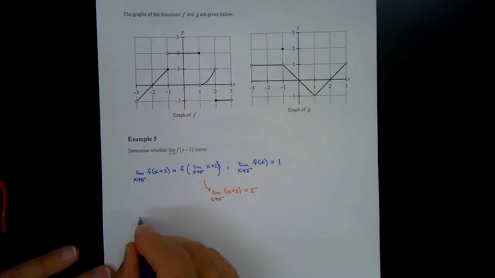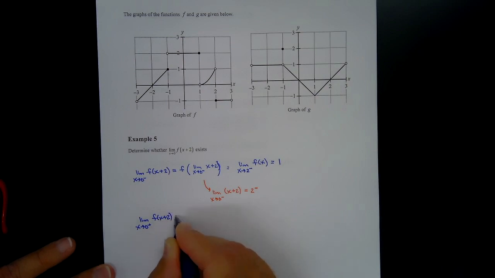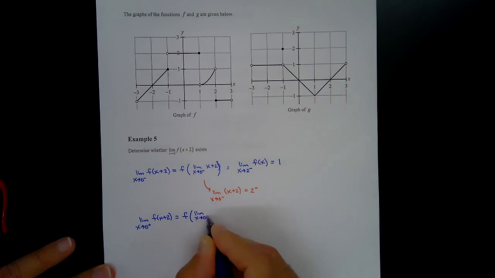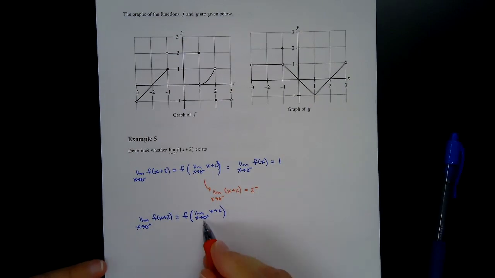All right, let's do the other one side of that limit. The limit as x approaches 0 from the right of f of x plus 2. So that would be f of the limit as x approaches 0 from the right of x plus 2. I know this limit, if I do a direct substitution, would be 0 plus 2, that's 2. No problems with that calculation.